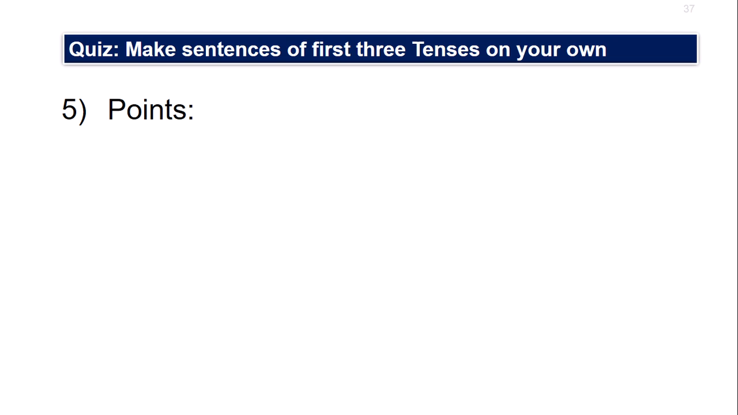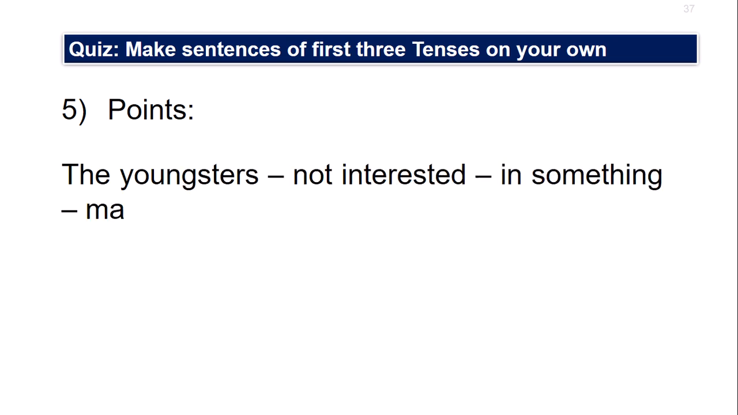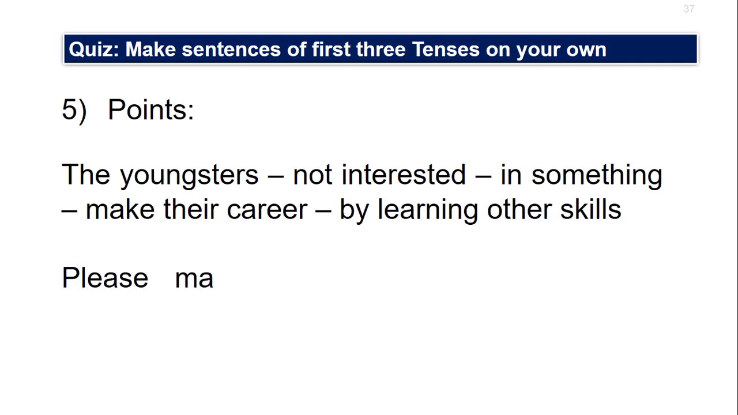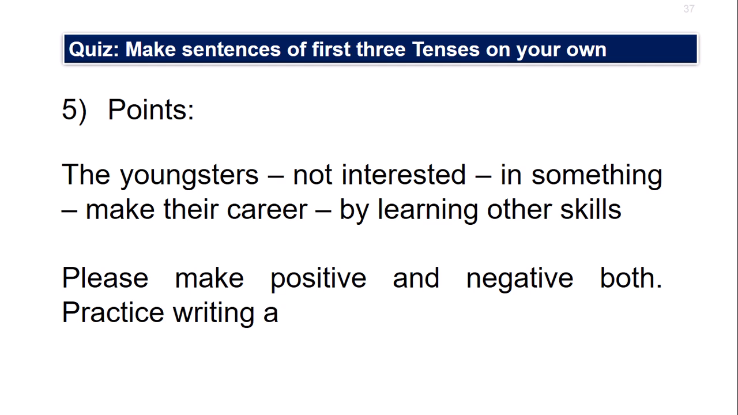Let's move on to the fifth sentence. The points for the fifth sentence: the youngsters not interested in something make their career by learning other skills. So please make positive and negative both kinds of sentences using all these points. So the fifth sentence would be based on the youngsters, their interest and likes and dislikes, their career.